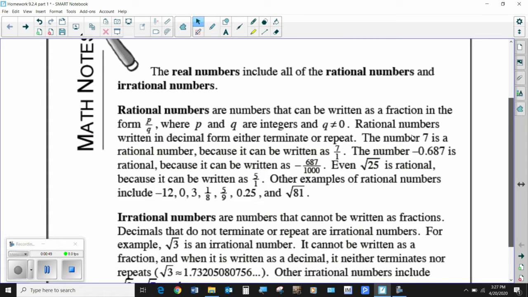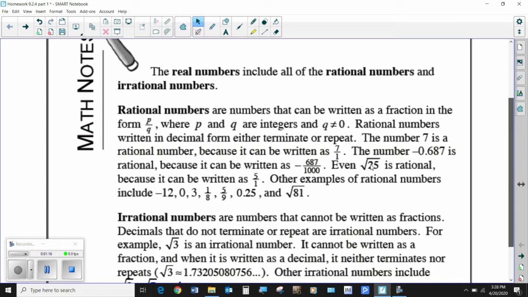So 7 over 1, if you take the number 7, it is an example. While it looks like a whole number or a counting number, if you gave it a denominator of 1, which you're allowed to do with all fractions, it becomes a fraction with integers. So 7 is a rational number. If you take negative 0.687, its name is negative 687 thousandths. Integer in the numerator, integer in the denominator, that's a rational number.